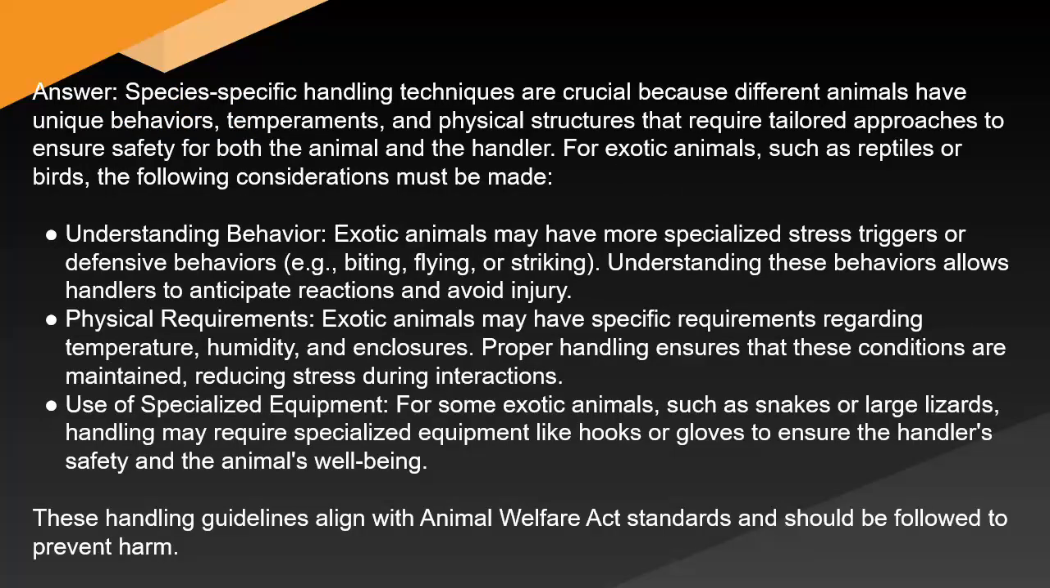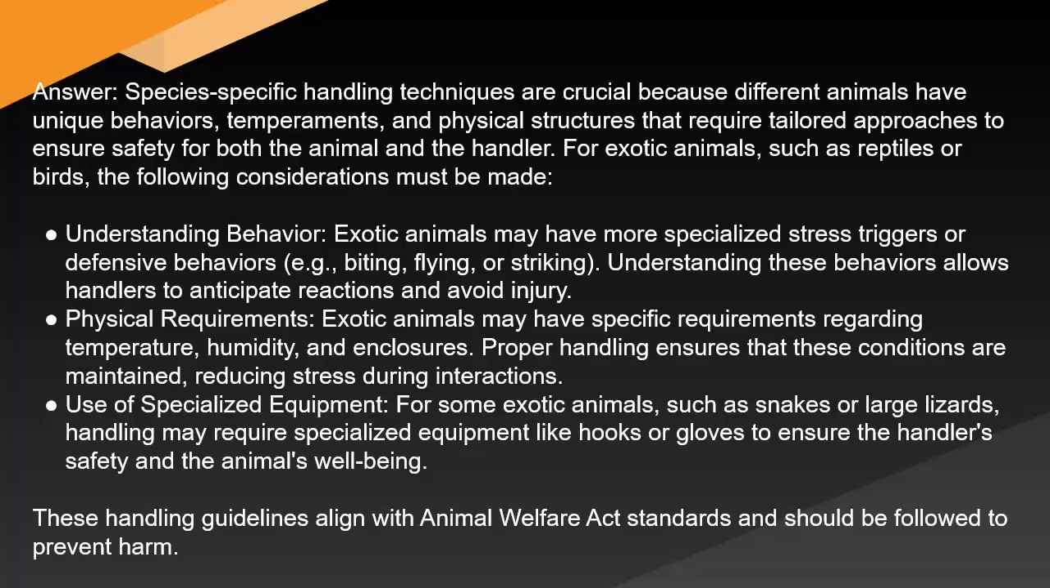Answer: species-specific handling techniques are crucial because different animals have unique behaviors, temperaments, and physical structures that require tailored approaches to ensure safety for both the animal and the handler. For exotic animals, such as reptiles or birds, the following considerations must be made. Understanding behavior: exotic animals may have more specialized stress triggers or defensive behaviors, e.g., biting, flying, or striking. Understanding these behaviors allows handlers to anticipate reactions and avoid injury.